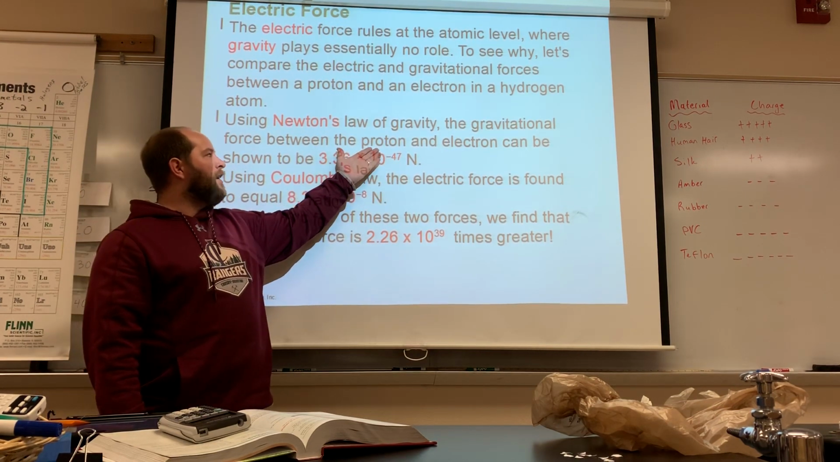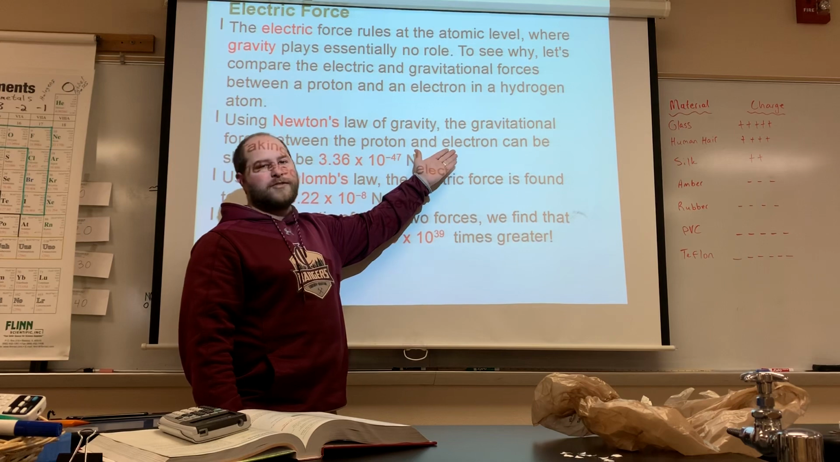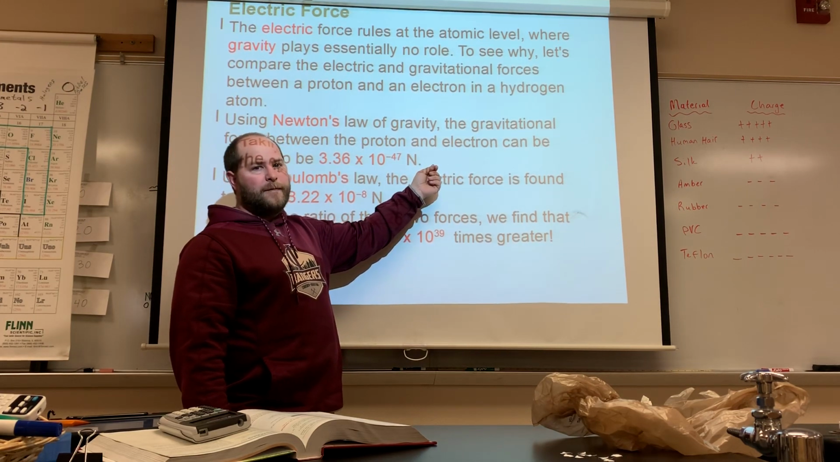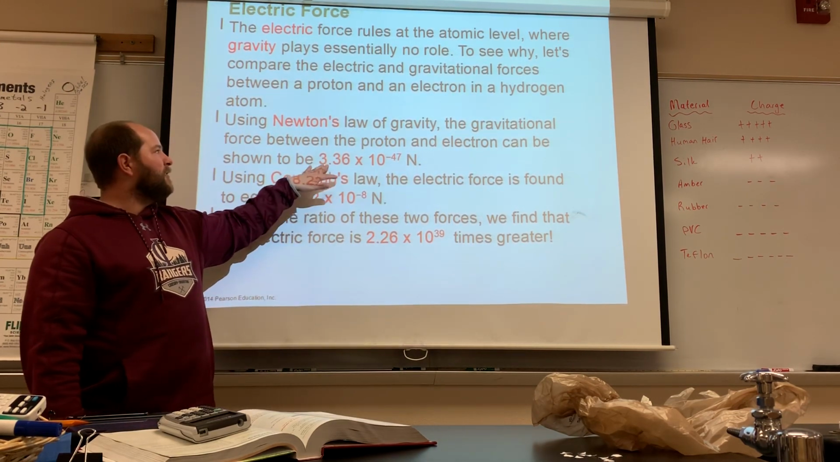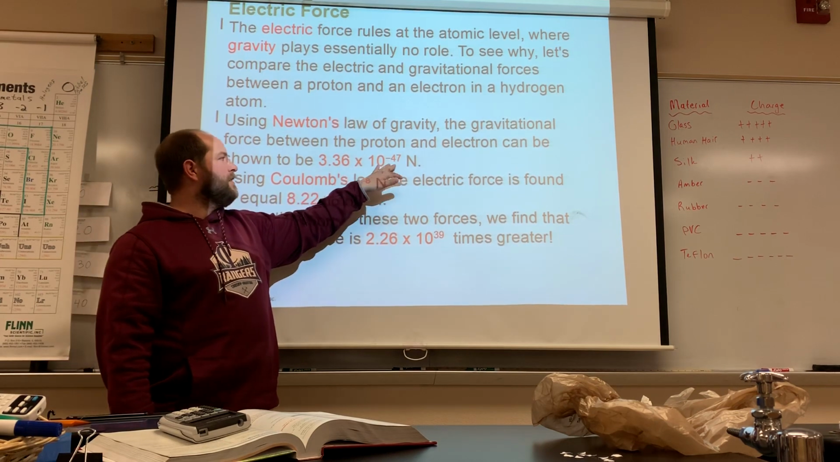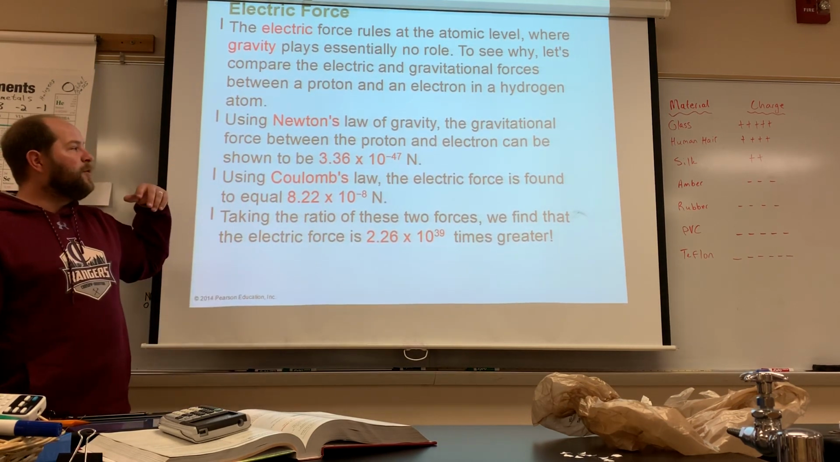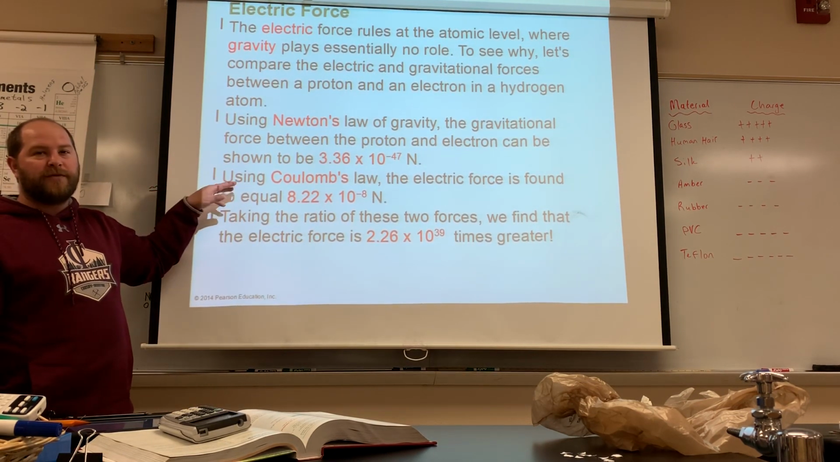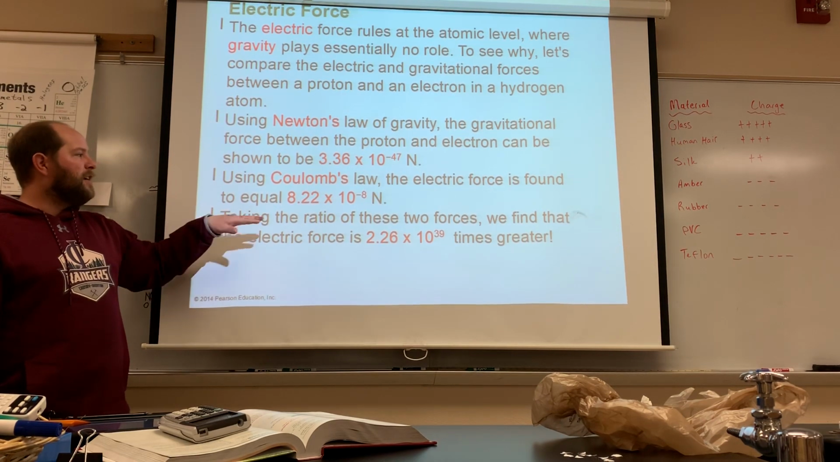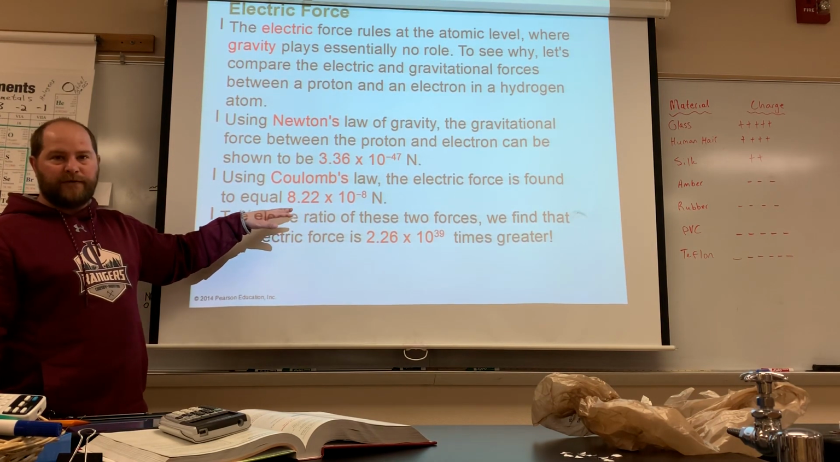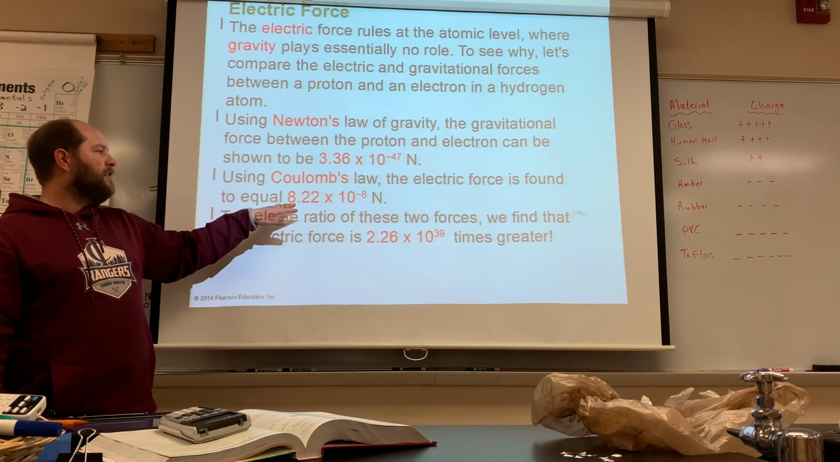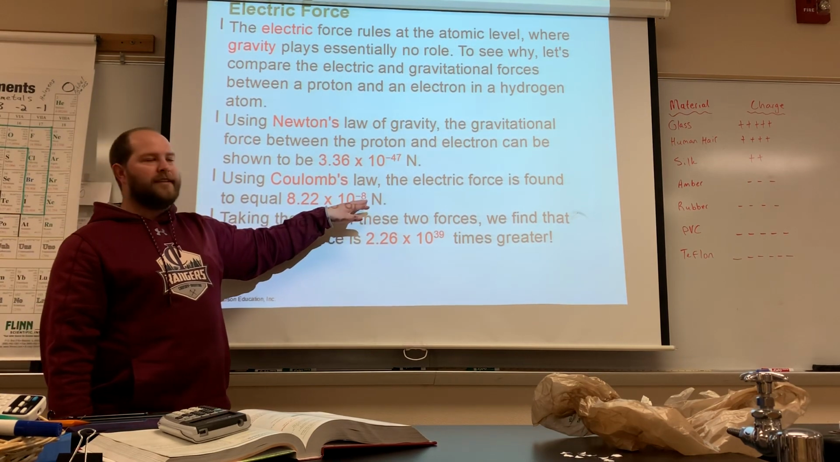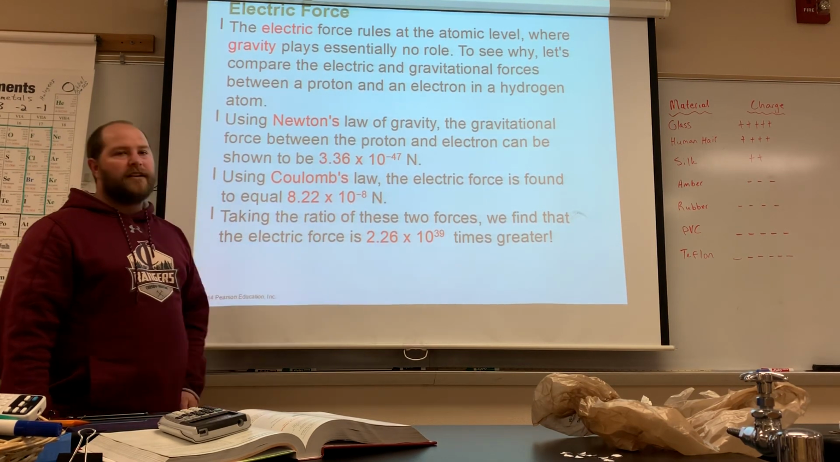That's based on the mass of the proton, mass of the electron, the distance between them, that sort of thing. And that's what you get, 3.36 times 10 to the negative 47. If you look at Coulomb's law or the electric force, and if you calculate the electric force between an electron and a proton, you get 8.22 times 10 to the negative 8 newtons.